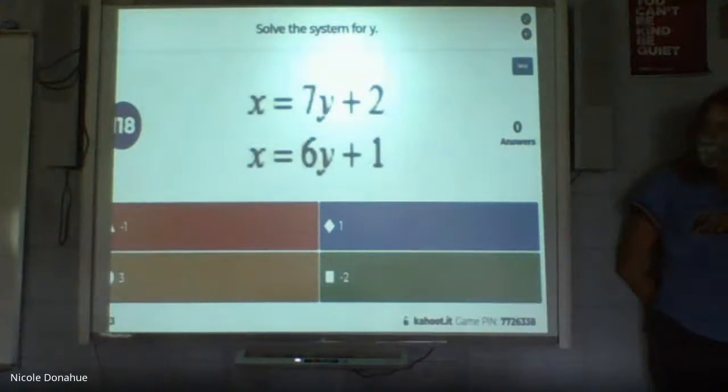Solve for y. Same idea. You're substituting first, and then you're defining the y value only. You don't have to worry about x.